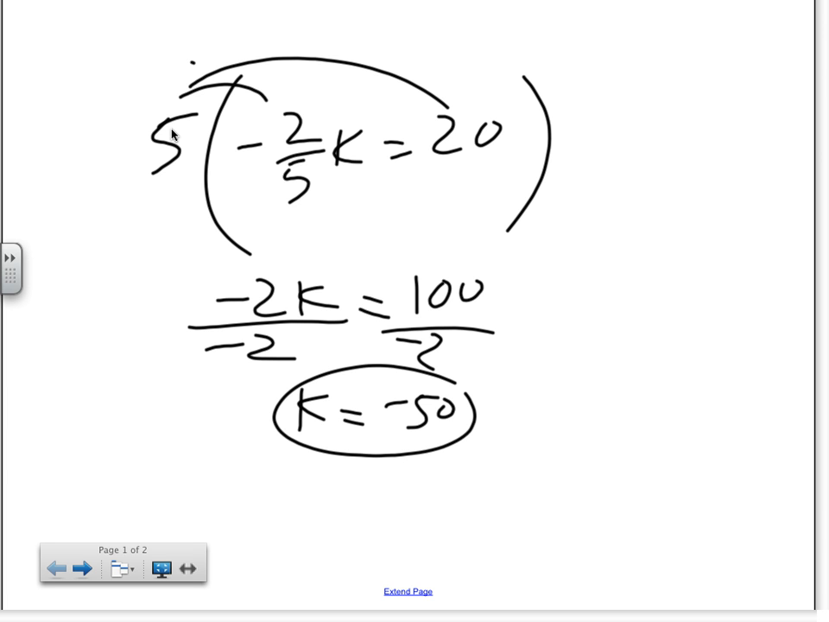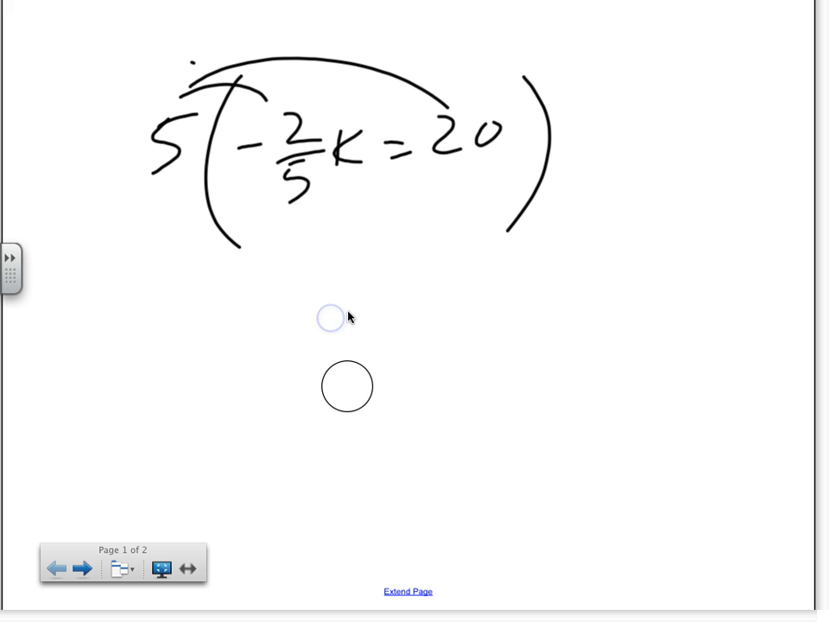Do you know a third way to do it? We already multiplied by the reciprocal. What's another way to do it?